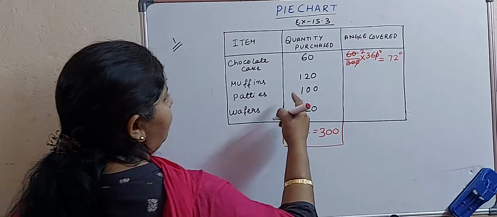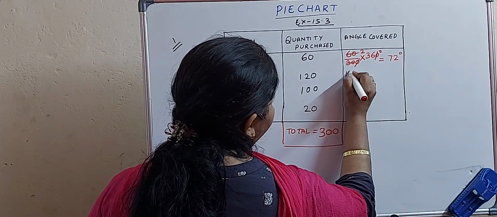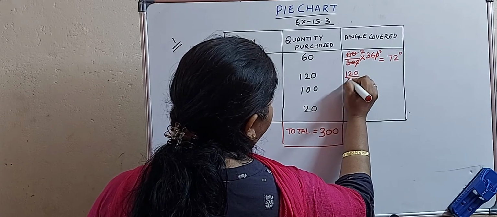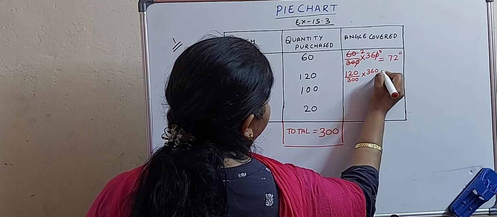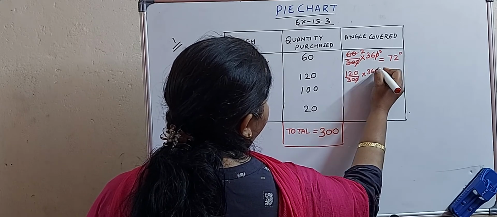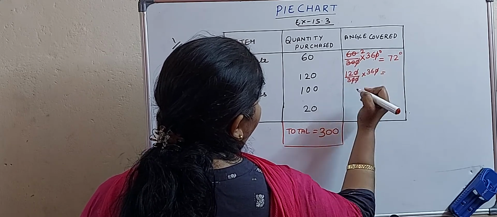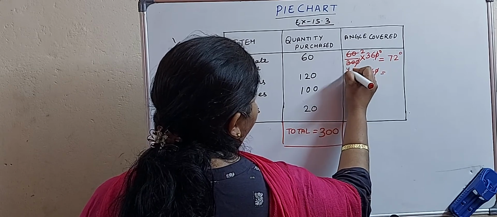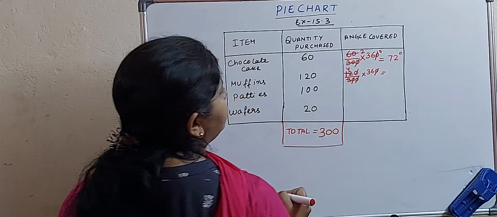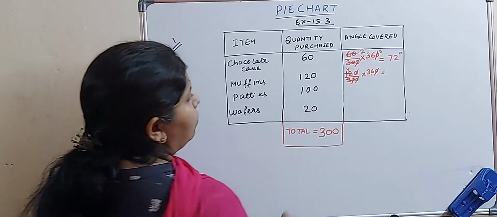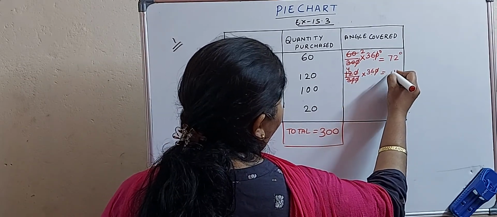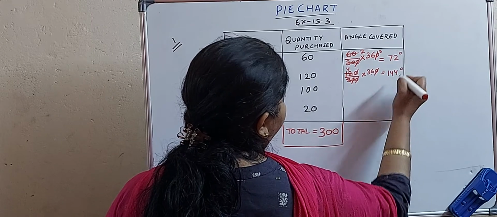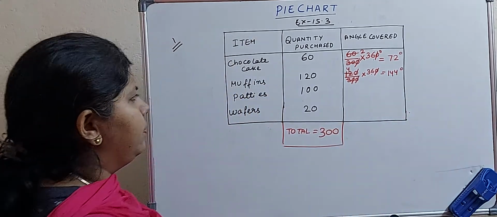Similarly, we have to take out the angle for muffins. Muffins will be 120 by 300 into 360. This zero got cut, this zero got cut. 3 fours are 12, and 36 gives 4 sixes are 24, carry 2, 4 threes are 12 plus 2 is 14. So 144 degrees is your muffins.